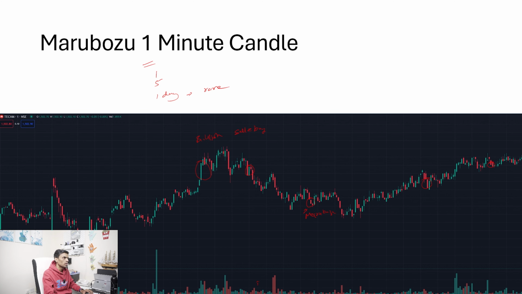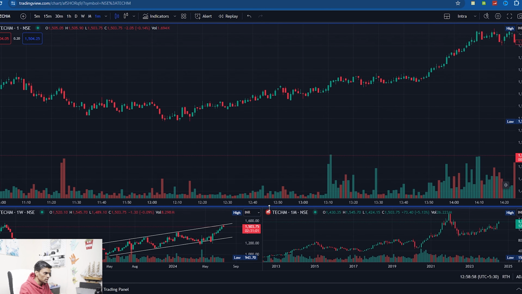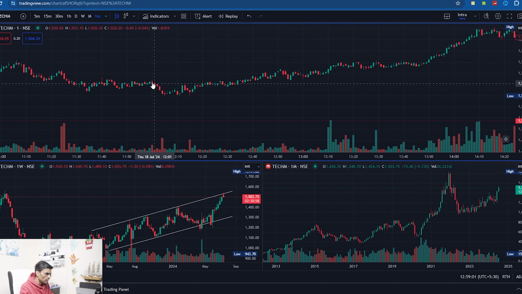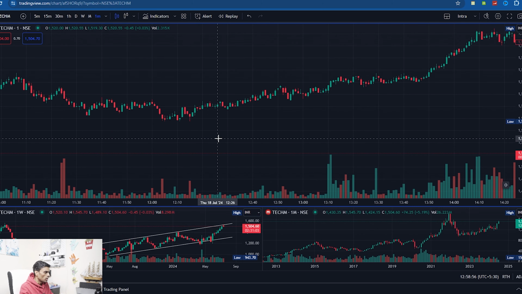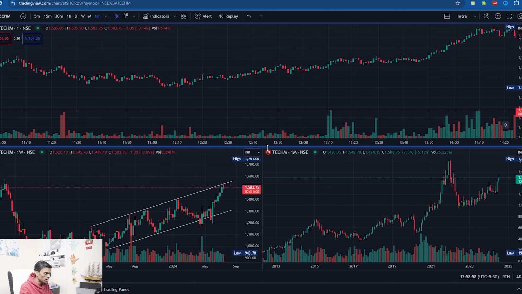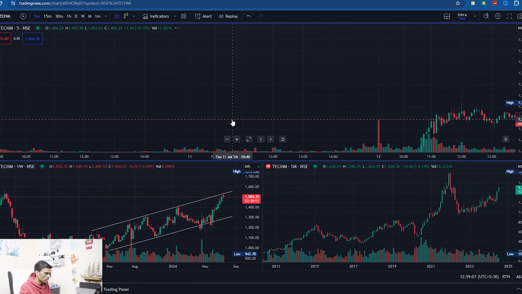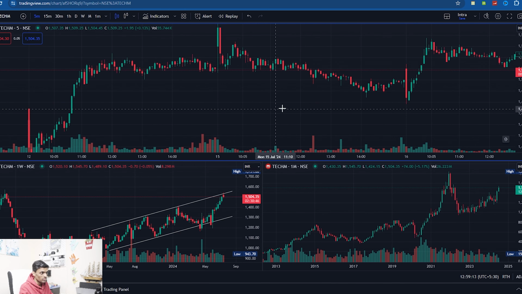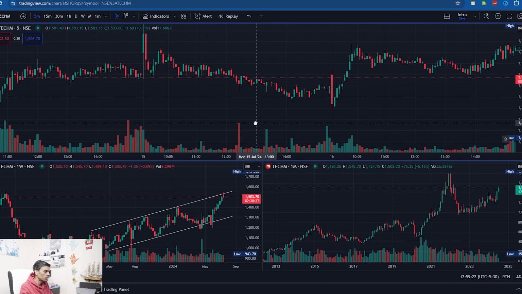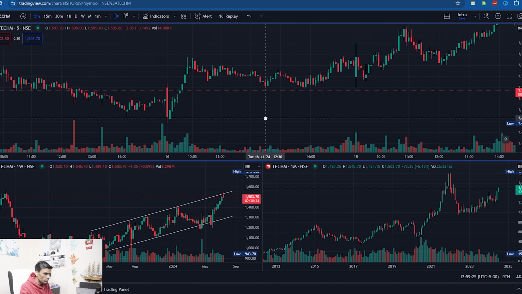Let's go back and check in TradingView as well. Let me try to find it. Okay, so this is our 1 minute candle, which is what I was showing you, and maybe we can find it in the 5-minute candle as well. Like I said, it's very rare, because there is not much fluctuation in the market. With a shorter time frame and little fluctuation, the Marubozu is very rare to find among the candlesticks. Let me find some.